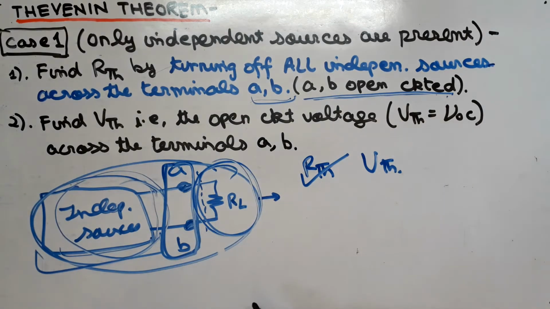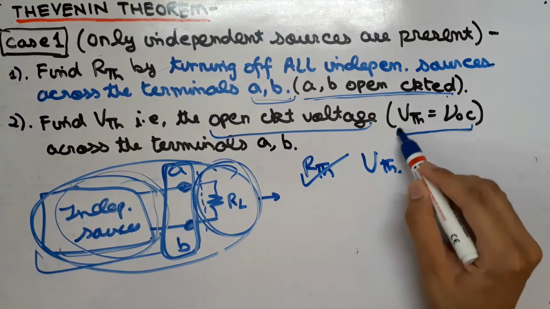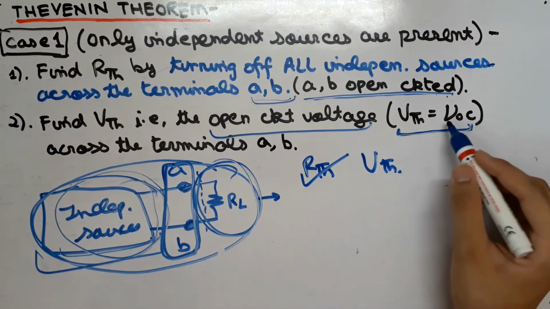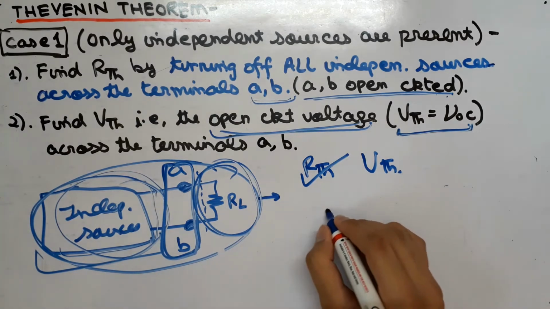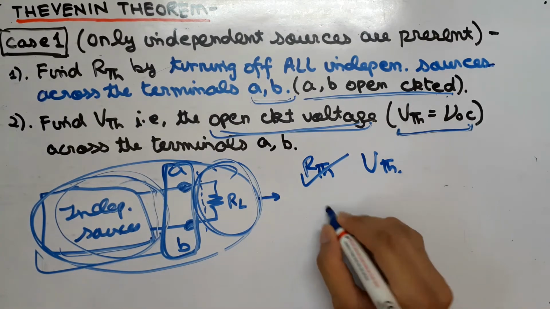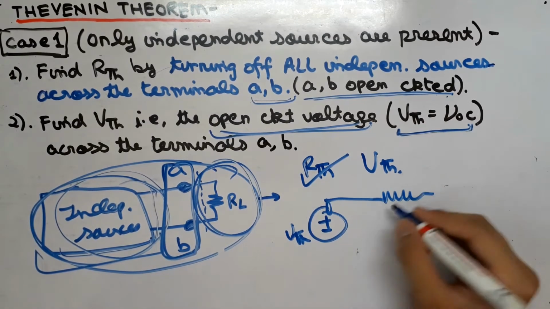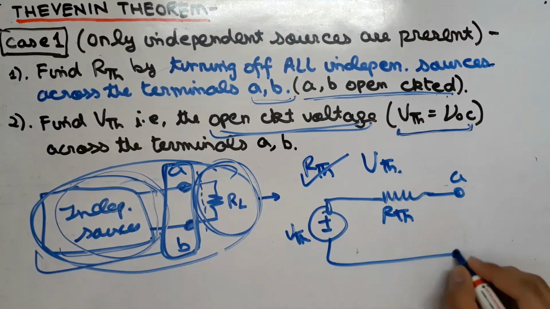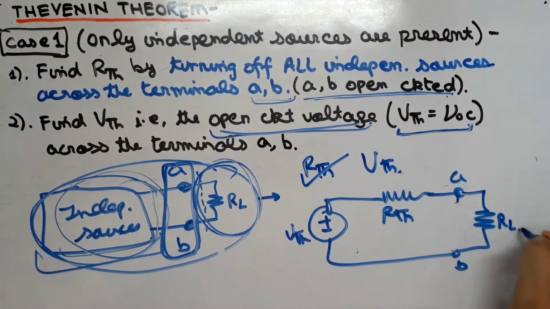So VTH is also known as open circuit voltage. That is, VTH is equal to VOC. In many questions we will also write that find VOC instead of VTH. So that means voltage at open circuit. Now the equivalent circuit which will come out will look like this. That is, we will have the value of VTH, a resistor in series RTH, terminals A and B, and the resistance RL will stay as it is.